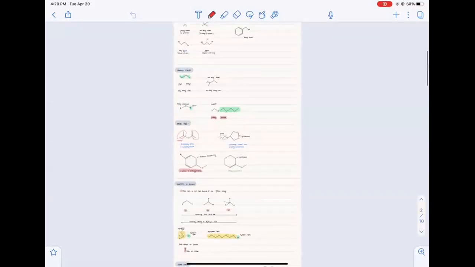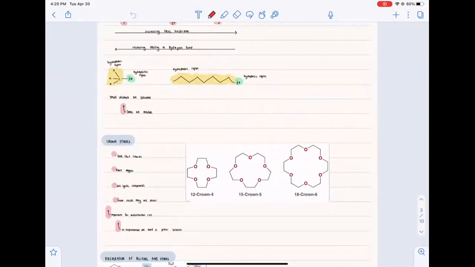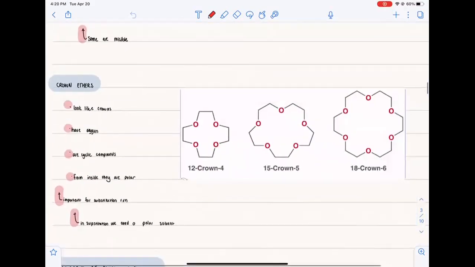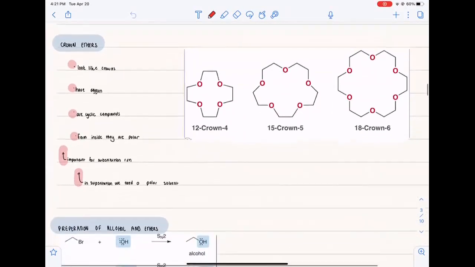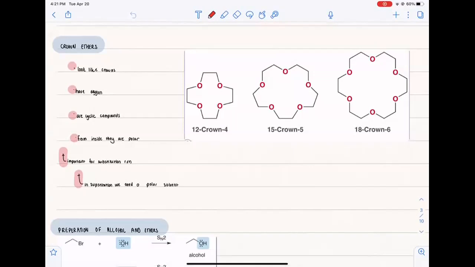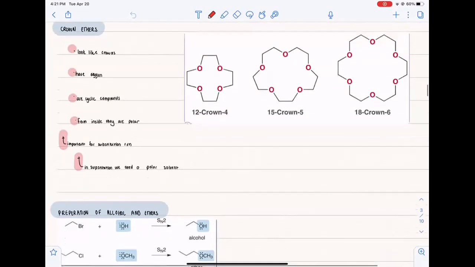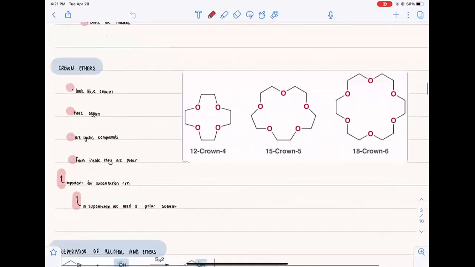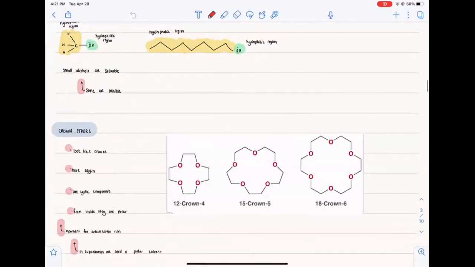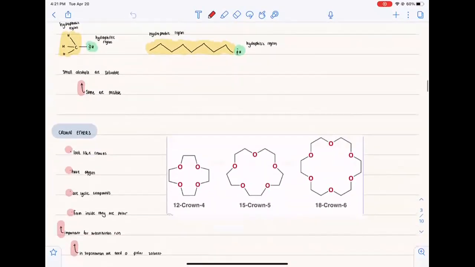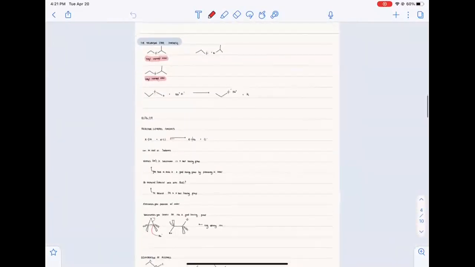Did you? Here it is. How did I find that? How did I even find that? Oh my gosh, that is insane. Here, the things that I have written is that they look like crowns, have oxygen, are cyclic compounds. From inside they are polar, important for substitution reactions. In substitution, we need polar solvents. That is all I have written about them. But how did I even find it? Seriously, that is impressive. I impress myself every day.